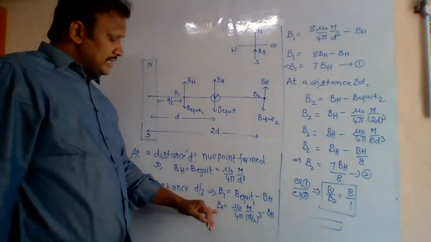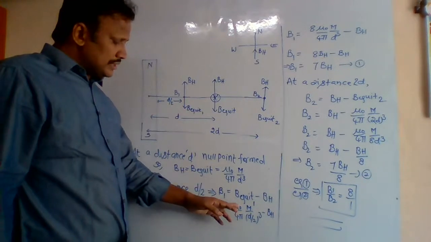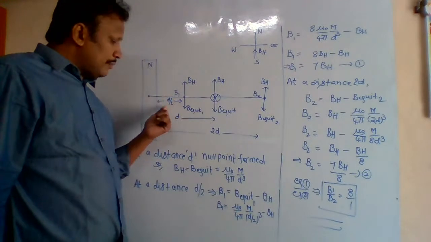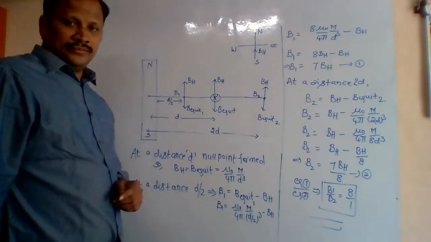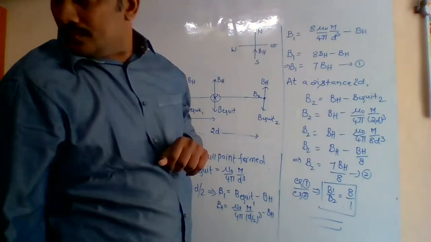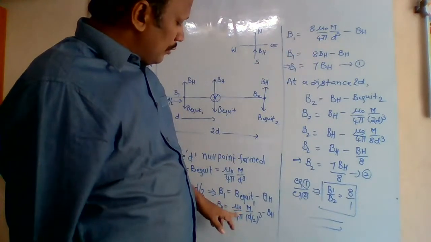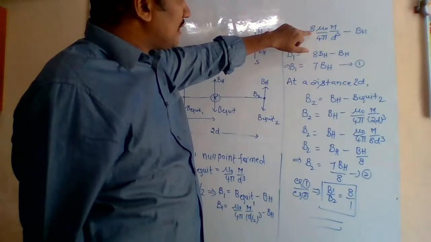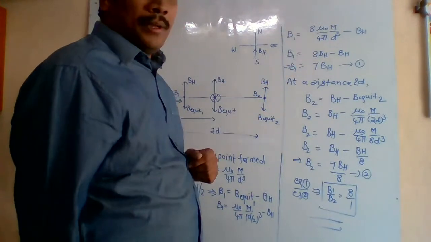So B1 is equal to B equatorial 1. At this point B equatorial 1 is equal to how much? Mu naught by 4 pi into M by distance, how much here? d by 2 whole cube, minus BH. Right? So after simplification, B1 is equal to 8 into mu naught by 4 pi into M by d cube, minus BH.